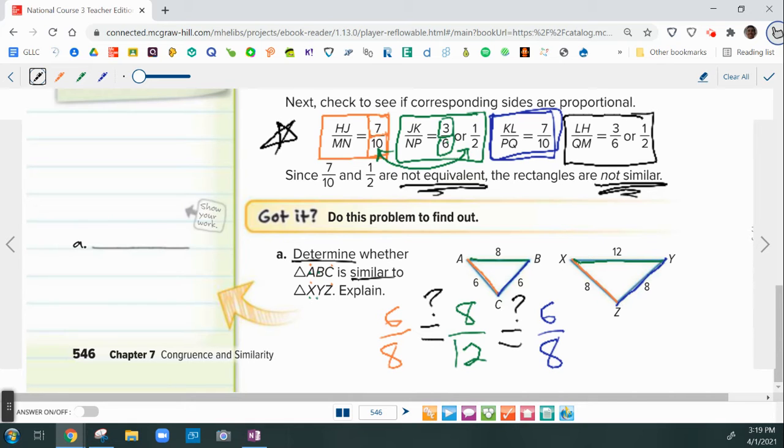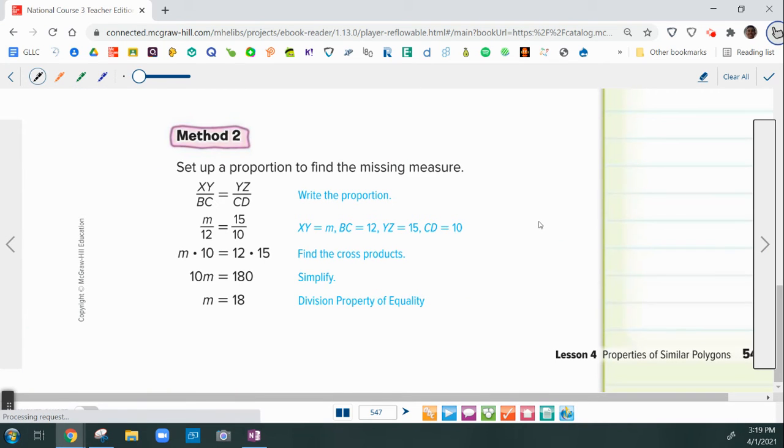So I have to simplify these to check it out. So 6/8 simplifies down to 3/4. So that one's also 3/4. And then that middle one, we can divide those by 4. 8 by 4 is 2, and 12 by 4 is 3. So these are not equal. So they are not similar shapes. So we test the ratios of the lengths of the corresponding sides to see if we have equal ratios. Since they're not, then it's not similar. Now, on to our next skill.